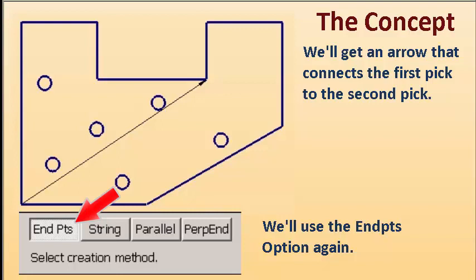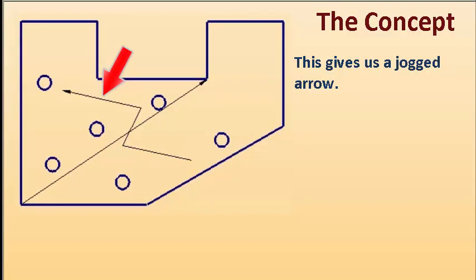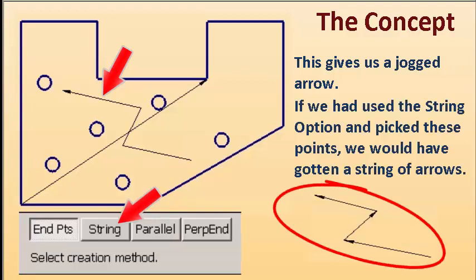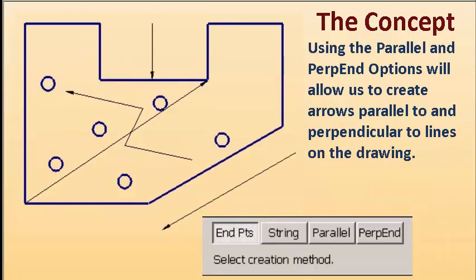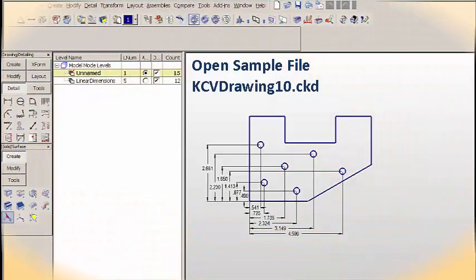We'll use the endpoints option again. We'll select 4 random positions that are not in a straight line. This will give us a jogged arrow. If we had used the string option to pick these points, we would have gotten a string of arrows instead. Using the parallel and perpendicular options will allow us to create arrows parallel to and perpendicular to lines on the drawing. So let's work with an actual file.